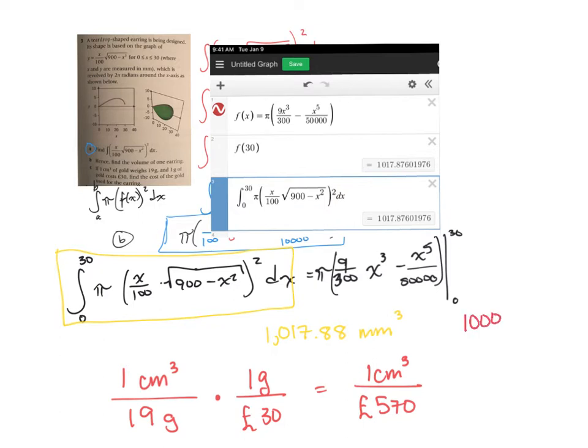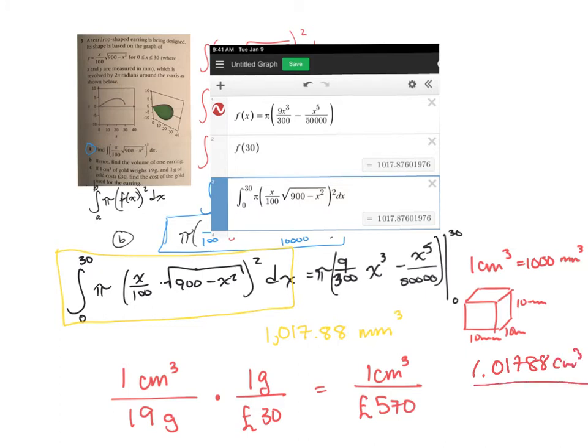Good golly. Sorry, just realized I made an assumption here. If this is 1 cubic centimeter, 1 by 1 by 1, 1 centimeter is 10 millimeters, so 10, 10, 10. 1 cubic centimeter is 1,000 millimeters. So in this case, we are going to need 1.01788, that's probably way too many sig digs, centimeters cubed of gold.